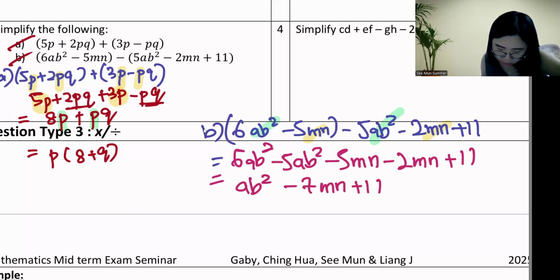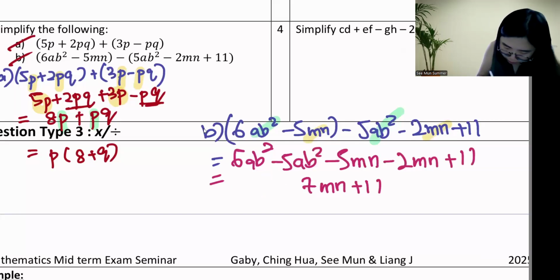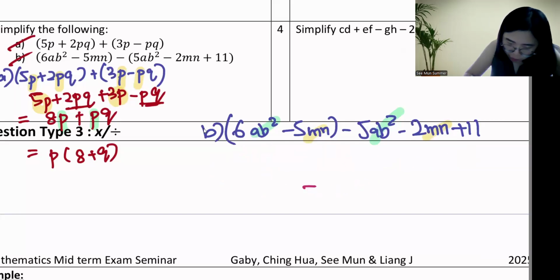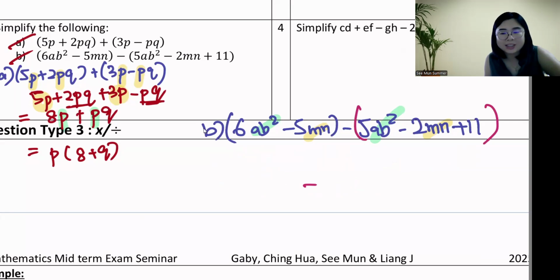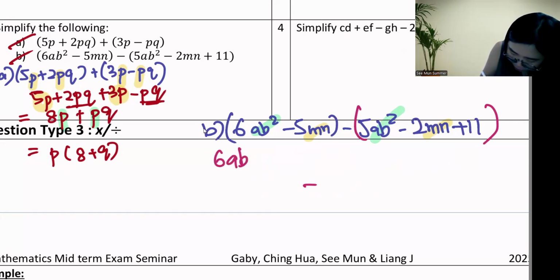Correct? Did I copy the question wrongly? Just now I copied my question too fast. So I think it's 5ab squared. The bracket is super important, just now I almost missed that. So 6ab squared minus 5mn, right?